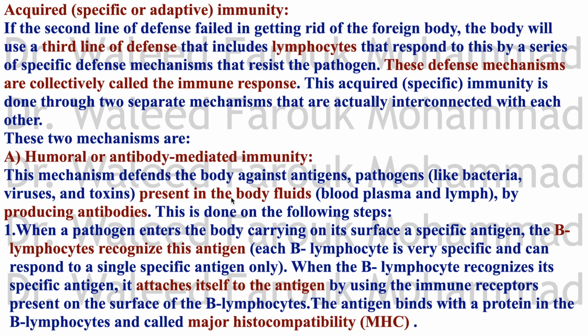what happens? There is a third line of defense, which involves the lymphocytes in a group of defense mechanisms called the immune response, and this takes two forms: humoral immunity, or antibody-mediated immunity, from its name it involves antibodies, or cell-mediated immunity, and this we'll be discussing right now. Let's start with the humoral immunity.